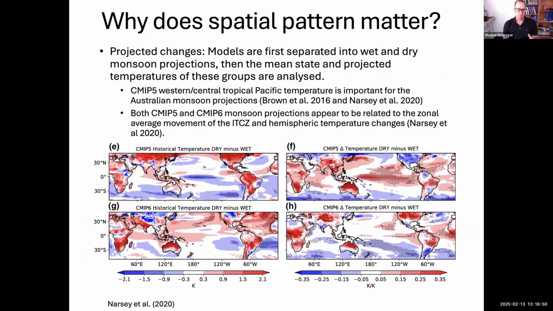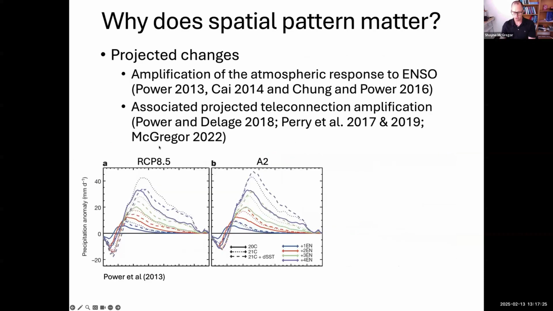Then there's this work by Sugata and Josephine Brown, which shows, if you're just focusing on Australia, and particularly the Australian monsoon, the warming pattern is also really important. In this work, they separated out models that project a drying of the monsoon and those that project a wettening of the monsoon, and then looked, in the right-hand column here, at the projected temperature changes that go along with those precipitation changes. The left-hand column is the representation of the mean state during the historical period.